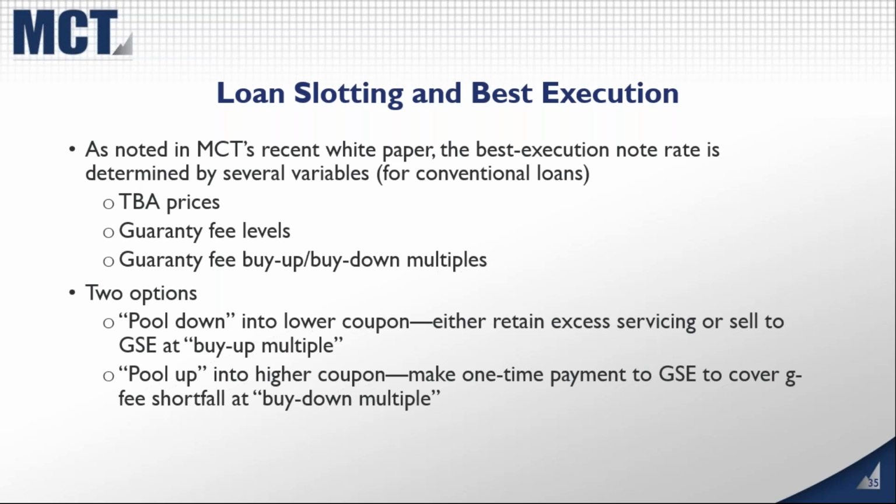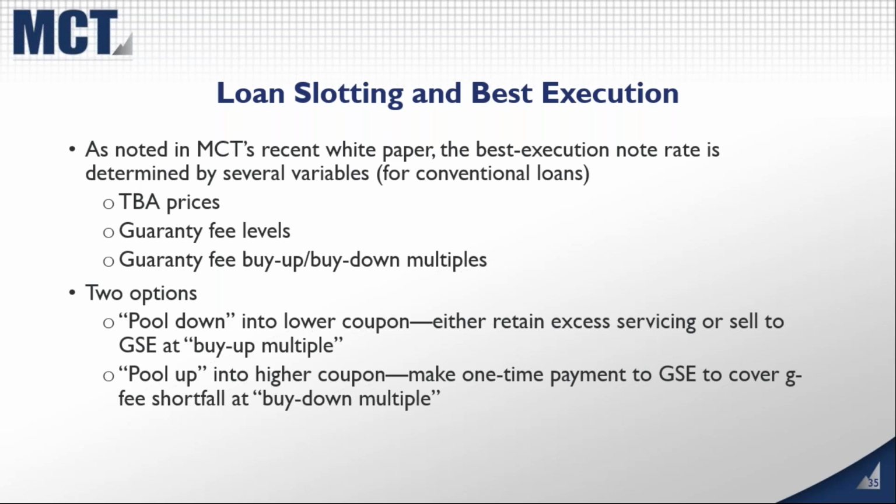But you have two options. You can pool down into the lower coupon and either retain the excess servicing or sell it to the GSE at what's called a buy-up multiple, which is essentially them giving you a bid for IO. Now, pooling up into the higher coupon means that you probably aren't going to have enough cash flow to pay the guarantee fee in full, especially at the current rates of guarantee fees, which are roughly 45 basis points for a 30-year conventional. So you have to make a one-time payment to the GSE to cover this shortfall at what's called a buy-down multiple, which is generally a lot higher than the buy-up multiple.